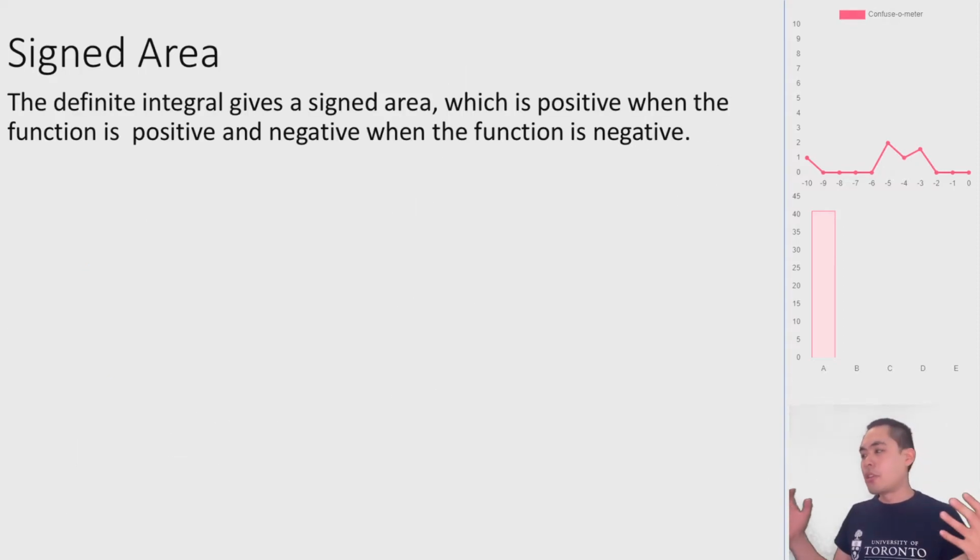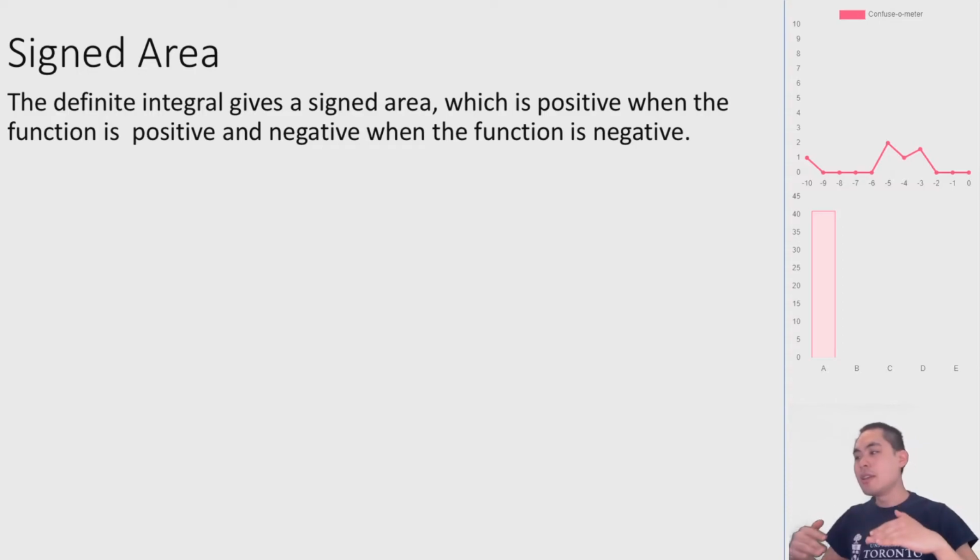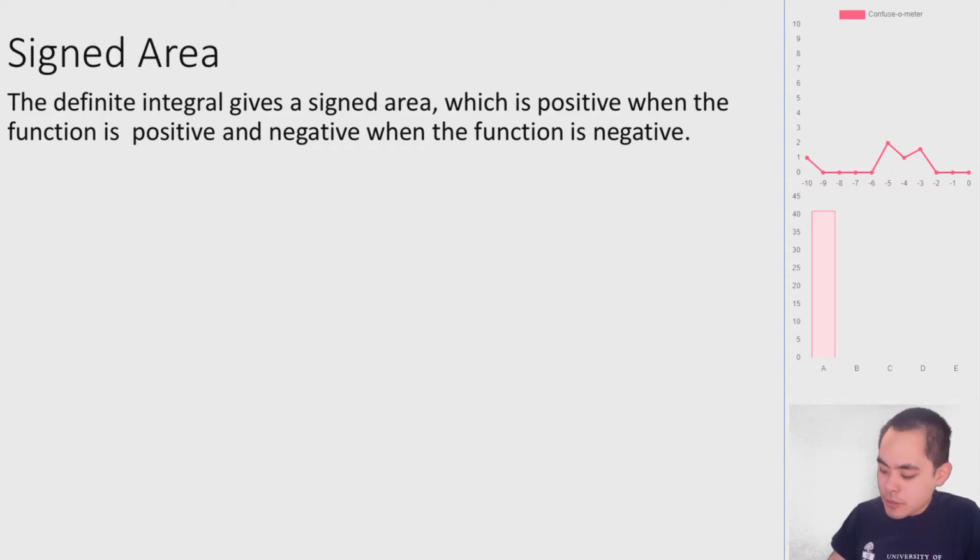So the definite integral, what we've talked about here, gives a signed area, which is positive when the function is positive and negative when the function is negative. On all the previous examples, we've only been talking about the positive parts of functions and looking at the area underneath it. Let me give an example.